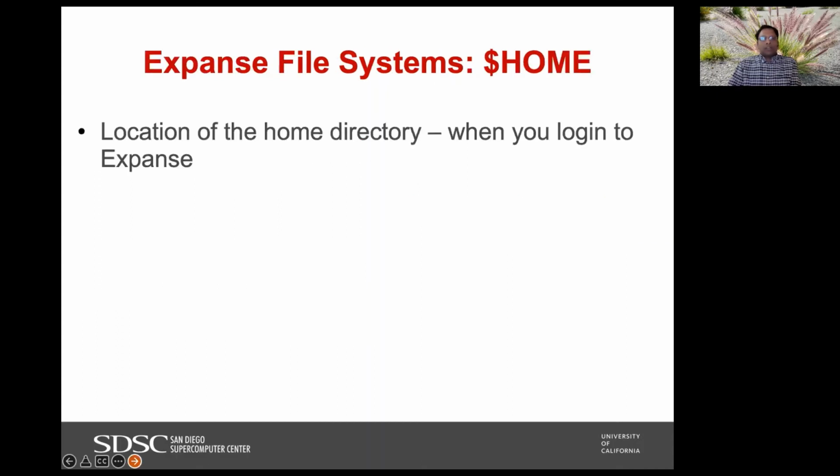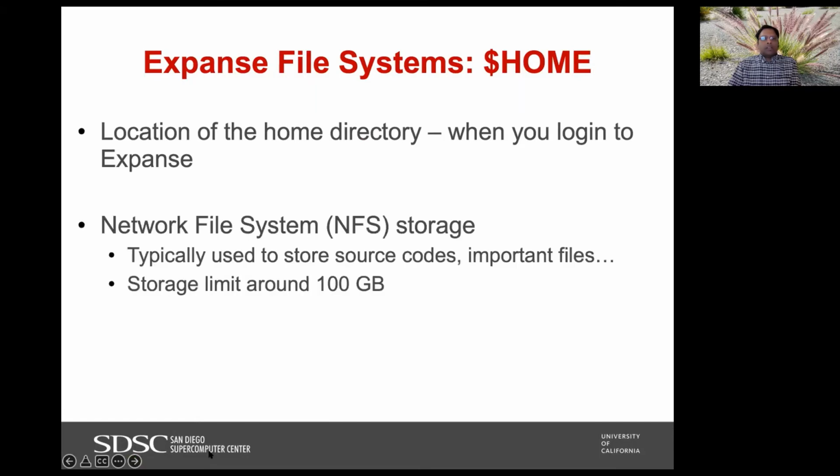So when you log in, you land on the home directory. It's NFS, Network File System Storage, as I mentioned. Typically, we want users to use this location to store source codes and important files. Don't put large output data in this location. We do have a pretty low storage limit here, 100 gigabytes, so you really can't hit it with too much IO, but keep that in mind.